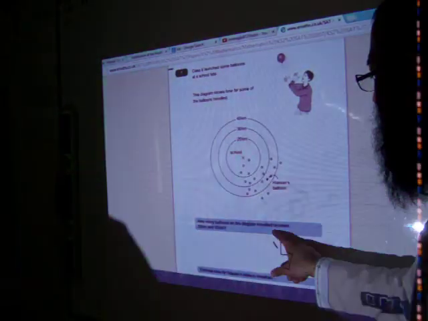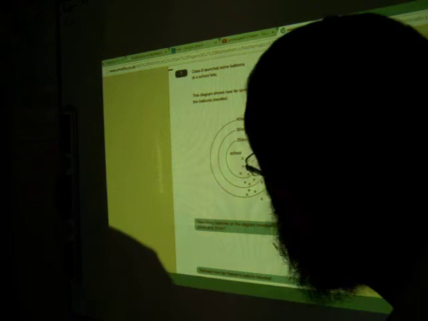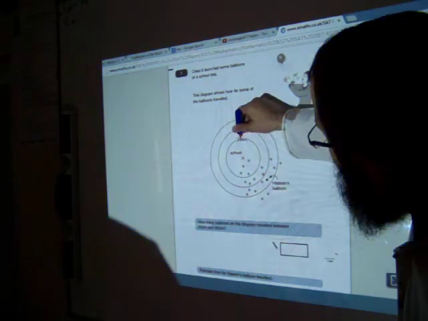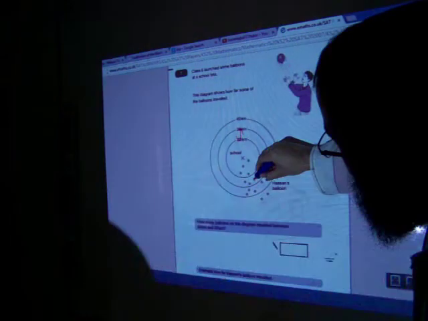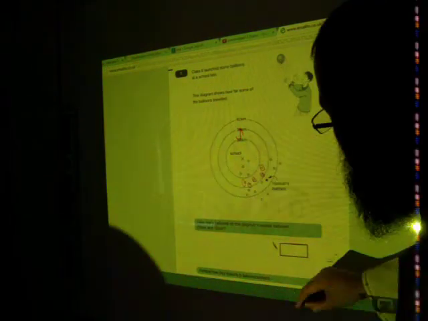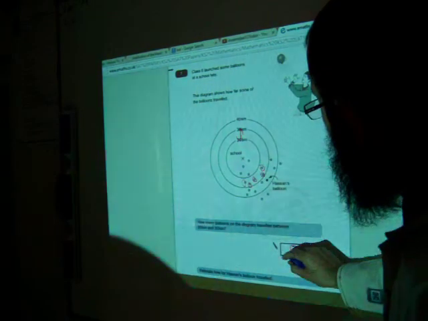How many balloons on the diagram travel between 20 and 30 kilometres? So 20 and 30 is between which two circles? So 1, 2, 3, 4, 5. Okay, right.